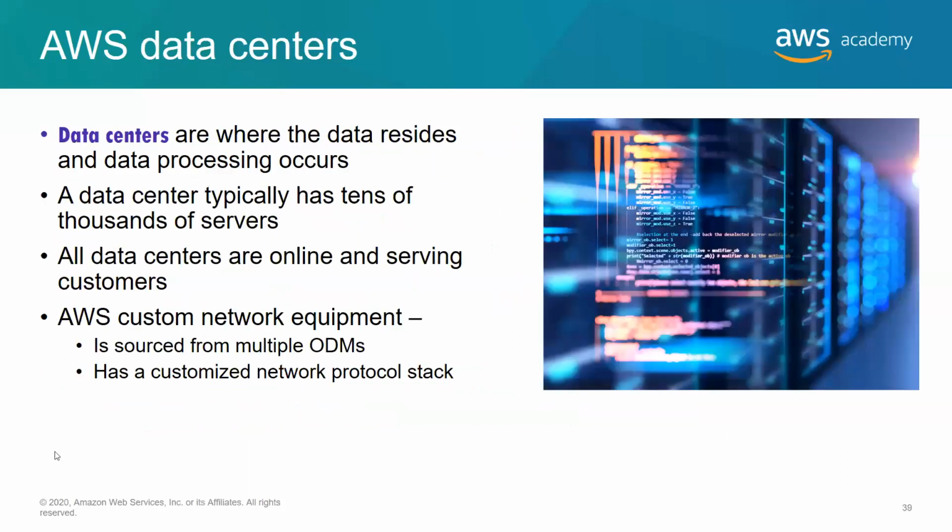So what is there in a data center? What is a data center? Data centers are where our data processing happens. A volume of data will come, many workloads will come, and the data processing will be done here, right? Data centers will have thousands of servers. It will be in the form of racks, like a shelf. Inside the shelf, all your servers will be there. Physical servers will be available, right? All the data centers are online serving customers, right?